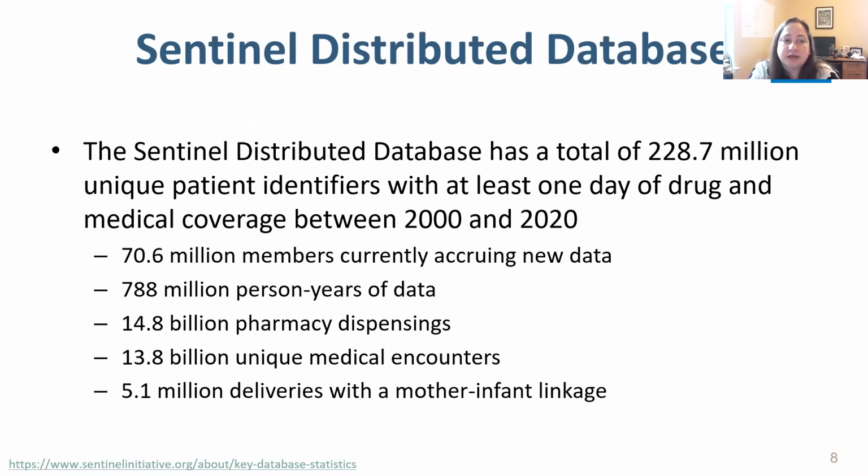Total, if you're looking at person years, almost 800 million. Not surprisingly, because patients might have more than one dispensing, we have almost 15 billion pharmacy records. I won't go through all of this, but we also have a mother-infant linkage, which is a relatively new capability within Sentinel, where we link mothers who have delivered a live birth infant with the actual infant records so that we can do pregnancy safety studies. And so we have over 5 million of those linkages.